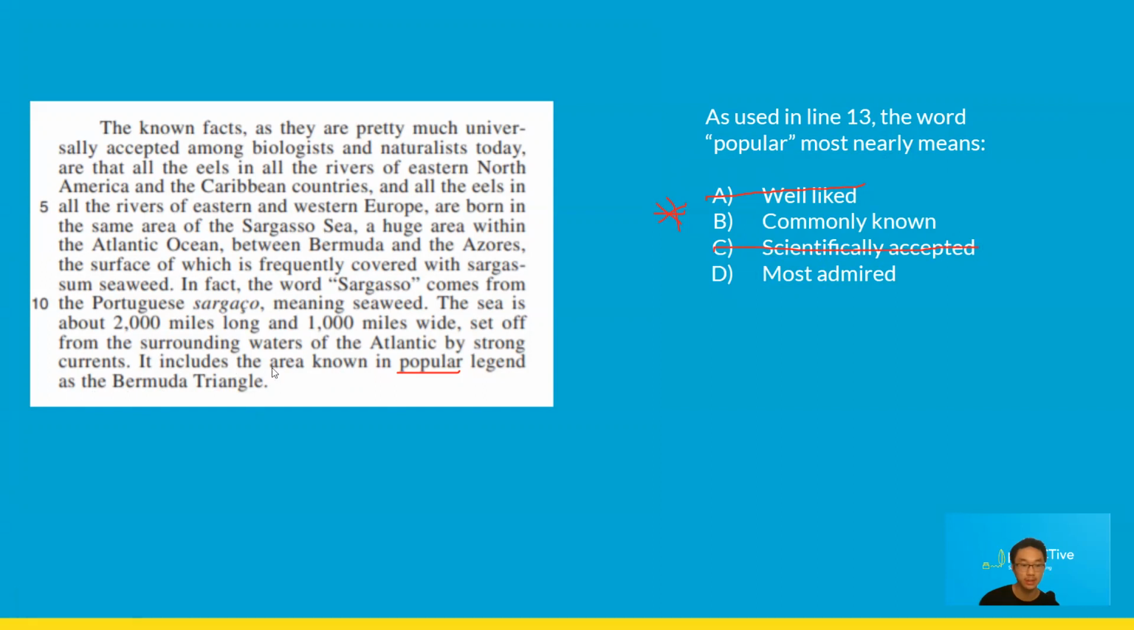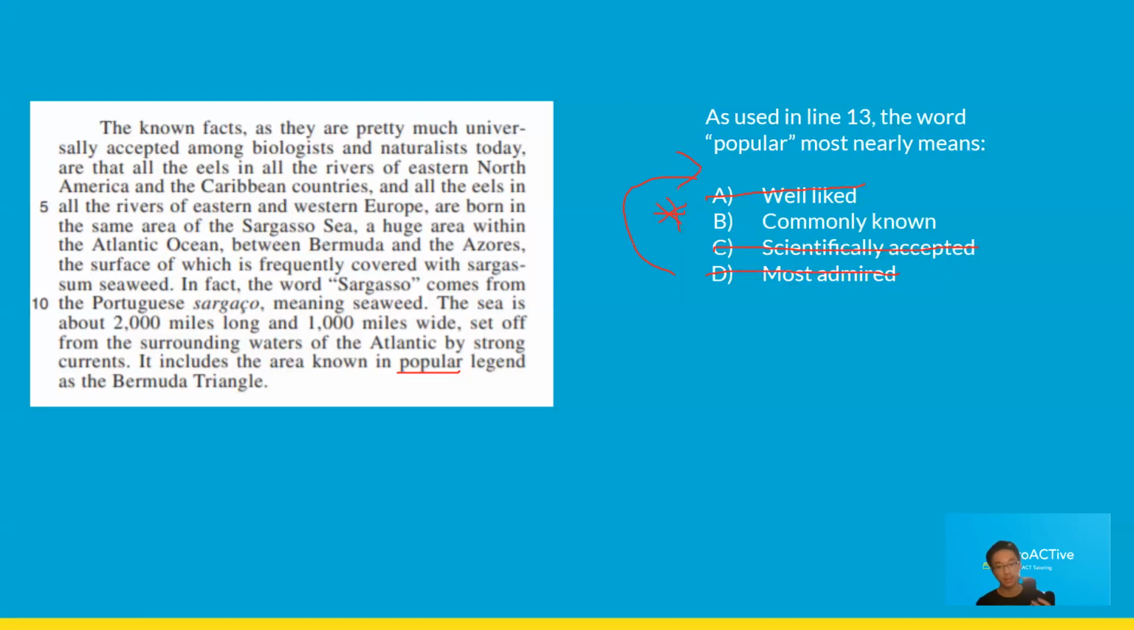And D, this includes the area known in most admired legend as the Bermuda Triangle. Well, that kind of segues on what we were talking about in part A, because of the dictionary definition of popular. The first definition of popular in the dictionary is usually like if you're a popular kid in school, you're well liked, people like you, they look up to you, stuff like that. However, that's not what popular means in this context. So similar to choice A, most admired and well liked have kind of the same underlying meaning. So we can eliminate that because that's not what popular means in the context of this.